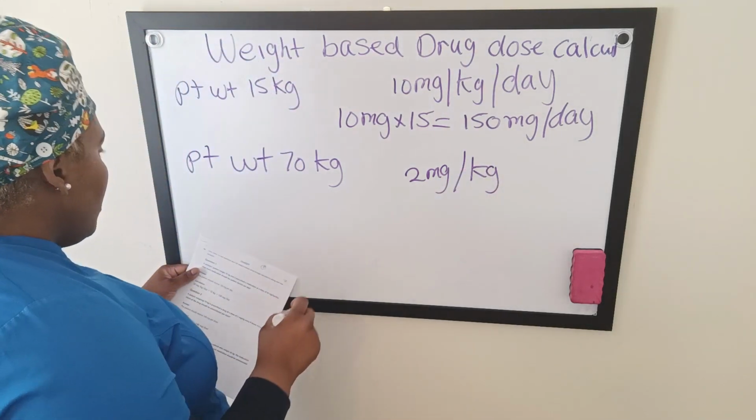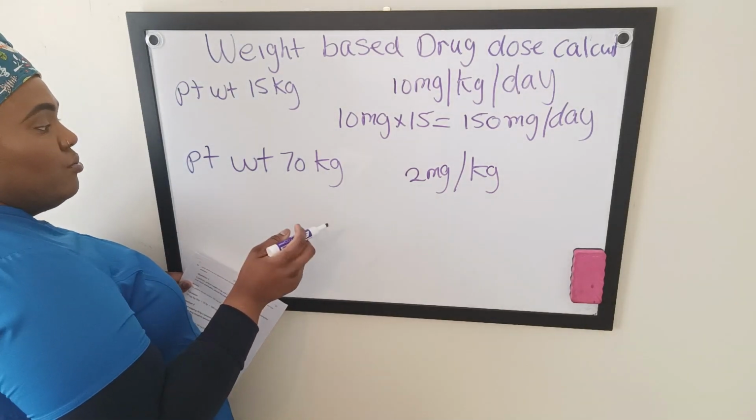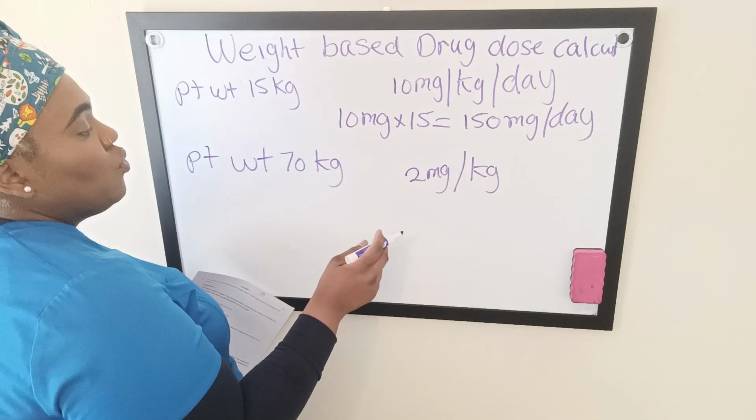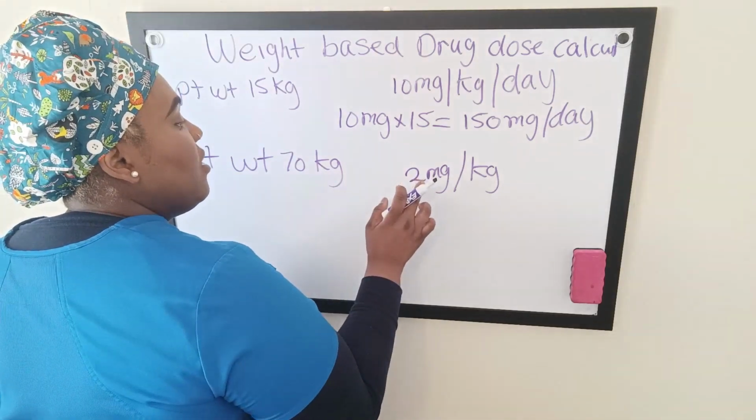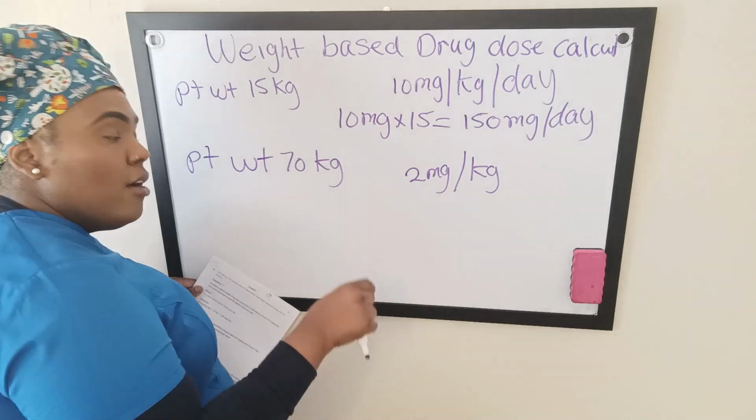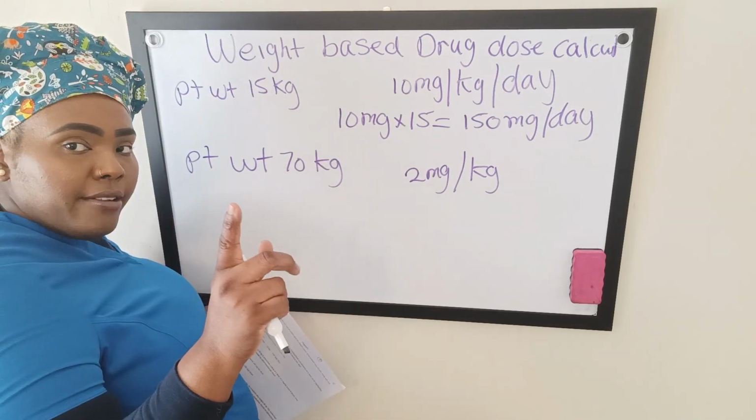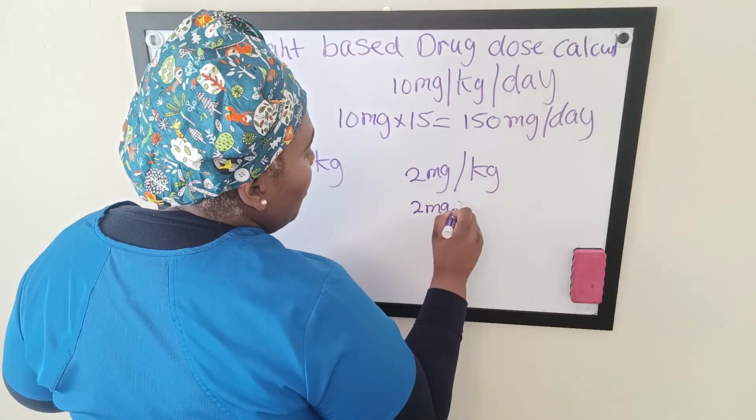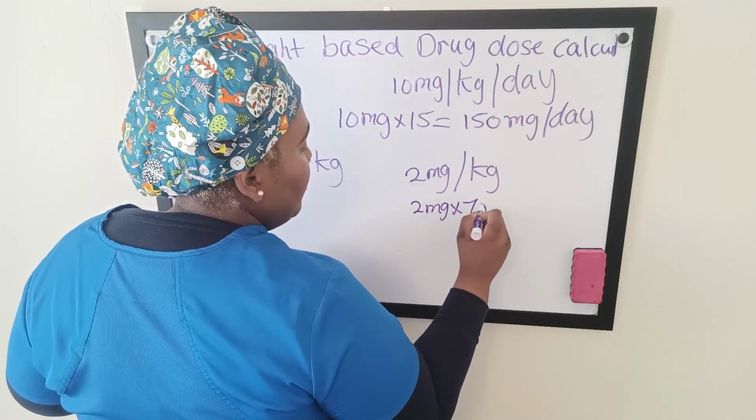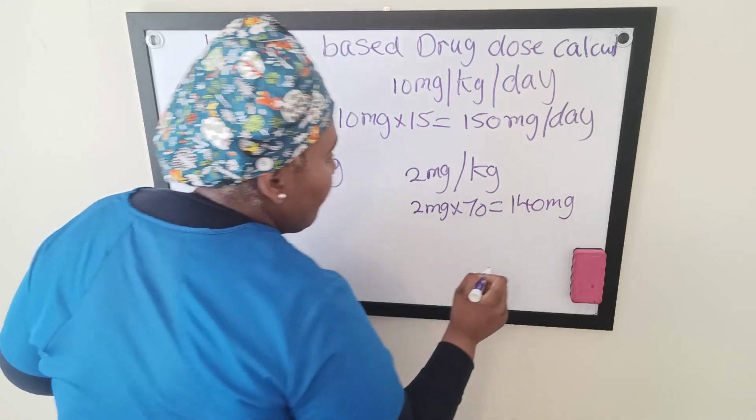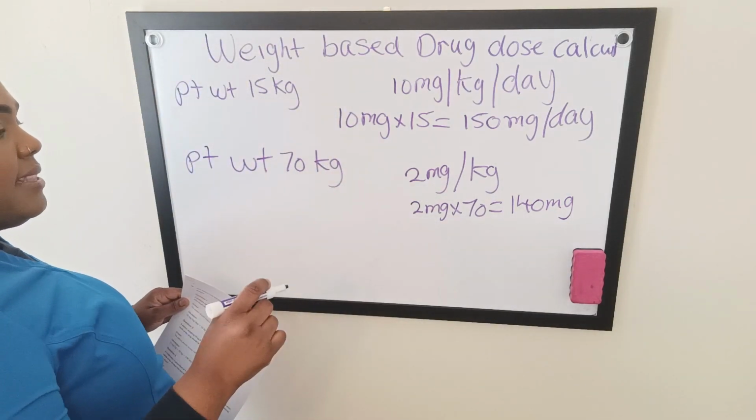Alright? So now we know what we have to do. How much does our patient weigh? 70 kilograms. So we're going to multiply that, because the order is we are giving them, for every kilogram that they weigh, 2 milligrams. So it's going to be 2 multiplied by 70, and that is going to be 140 milligrams this patient is going to get in a day.